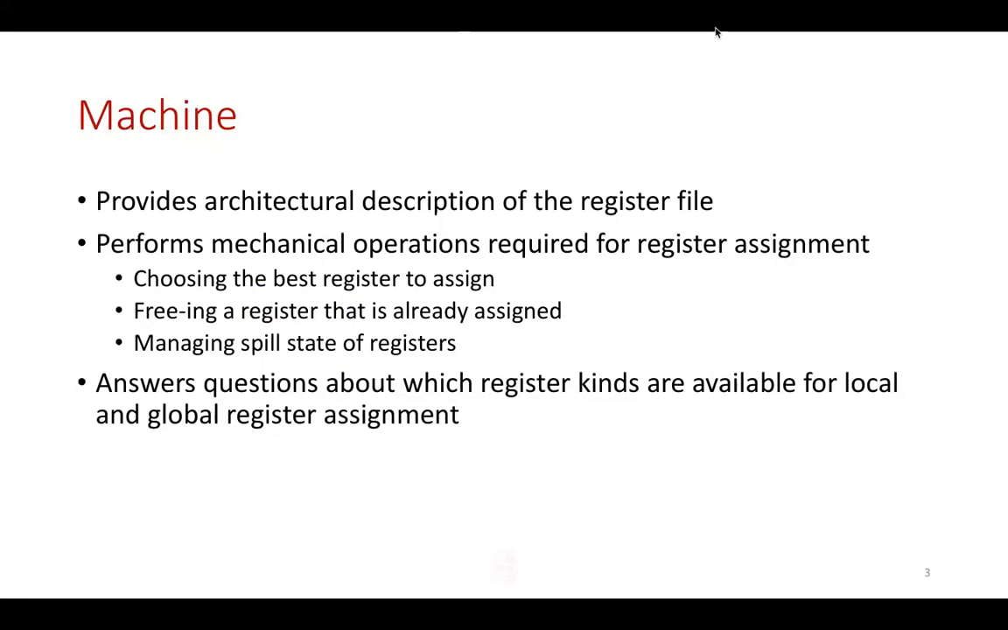The way things are implemented is that the machine class contains a method that basically answers that question. If you need to assign a particular machine register, but that register is already taken, you need a mechanism for freeing that register, and that's also the responsibility of this class. And if you don't have enough registers and you have to spill some of those to memory, this class is responsible for managing that as well. It does a few other things to do with register assignment, but those are the main operations that it has to take care of.